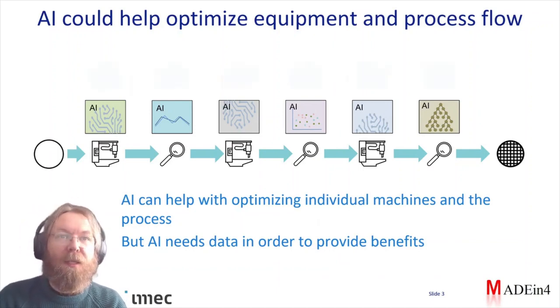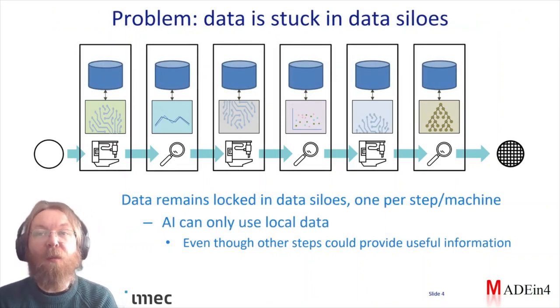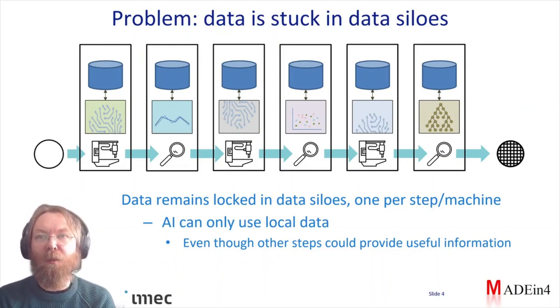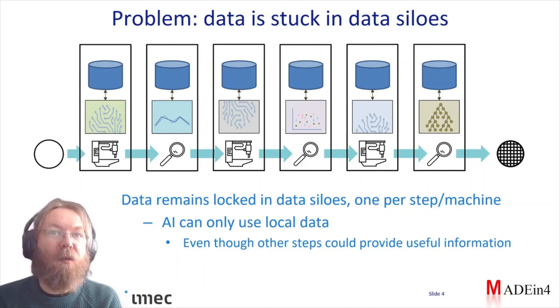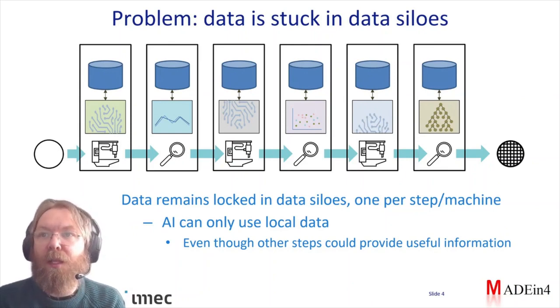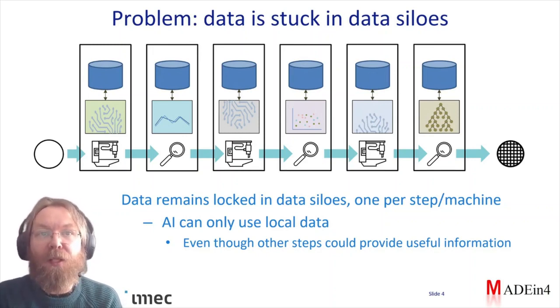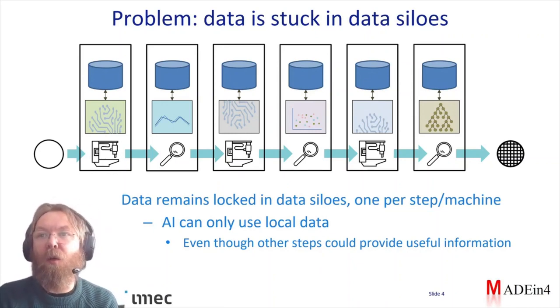And what we see is that this data is typically limited to a single process step, namely what is available in the machine that this particular AI is optimizing, or in the case of the fab, what data it has available from the pipeline. And as a result, this data remains locked in these silos and is actually not made available to other steps, even though AI in other steps could actually benefit from what is happening in the other parts of the process.